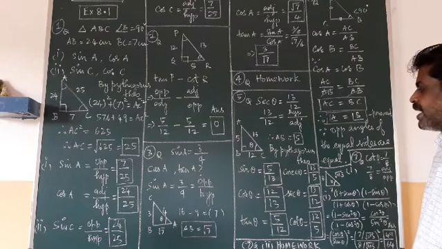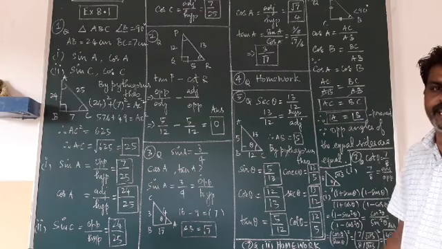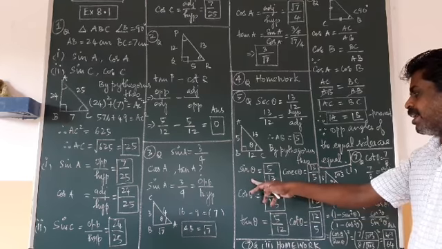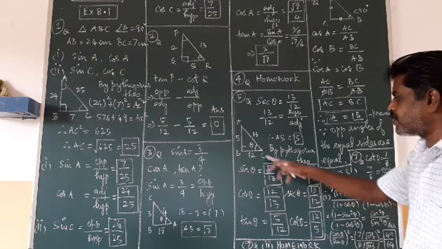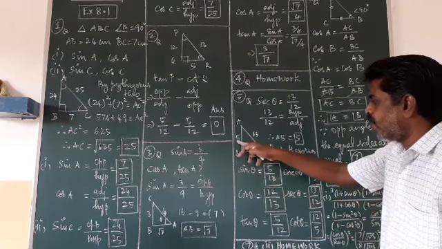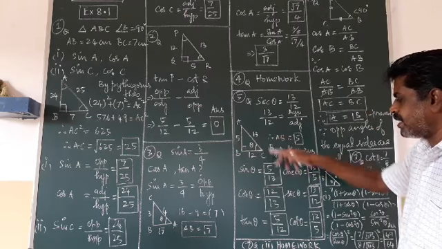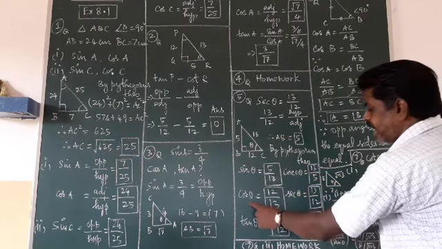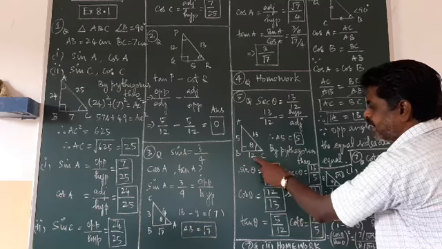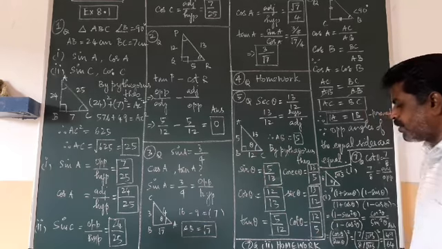Now I am writing the ratios for all the other trigonometric ratios. Sin theta is opposite upon hypotenuse. For this theta, what is opposite? 5 upon 13. That is this one. Cos theta is adjacent upon hypotenuse, 12 upon 13.